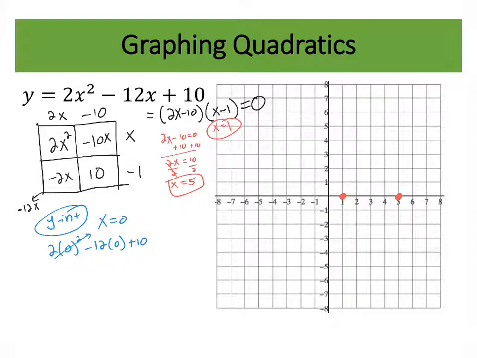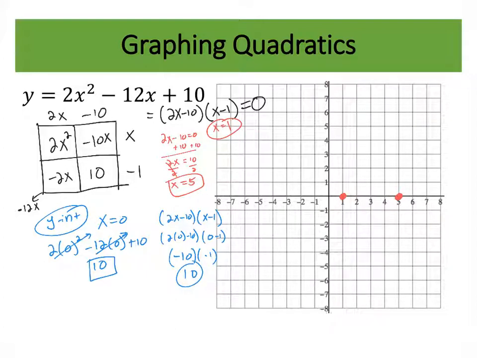That's 0, and I'm left with just 10. So it looks like my y-intercept's 10, but let me show you with the other equation. If I do 2x minus 10 times x minus 1, I can do 2 times 0 minus 10, and 0 minus 1, that's negative 10 times negative 1. Oh, that's positive 10 as well.